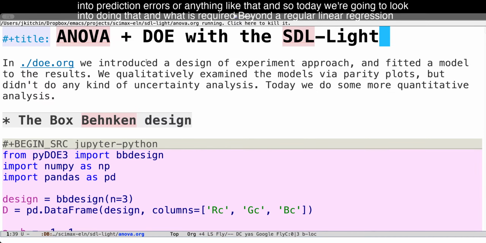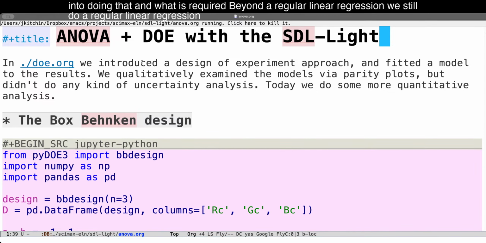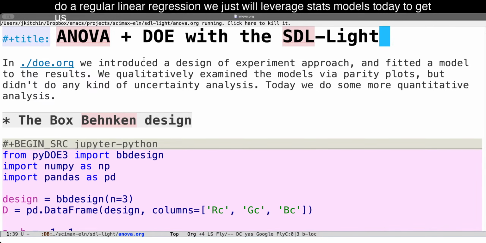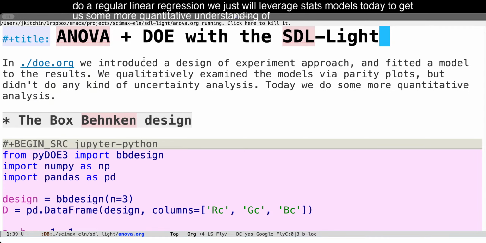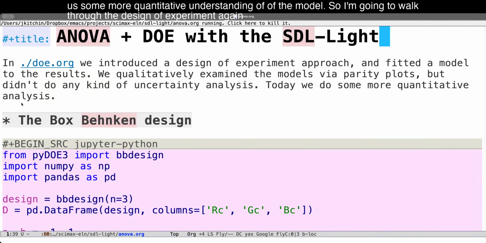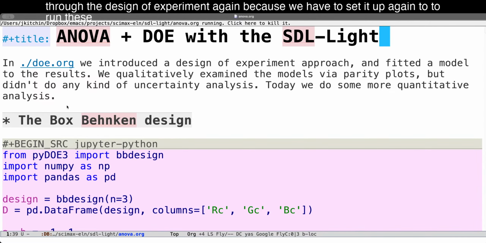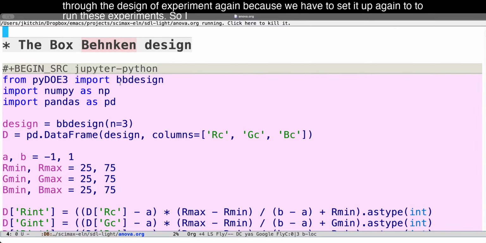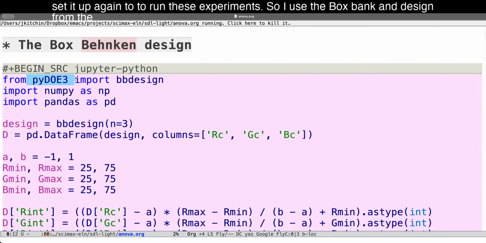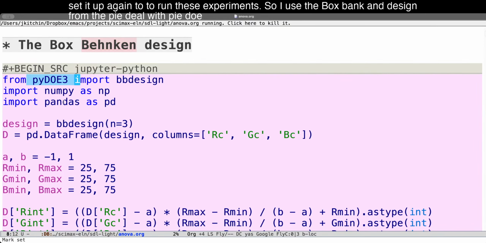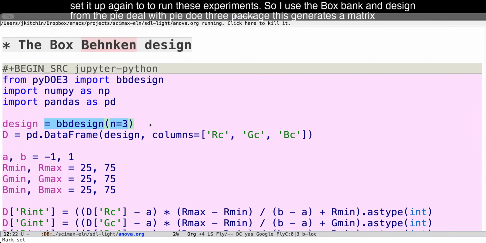We still do a regular linear regression, we just leverage statsmodels today to get us some more quantitative understanding of the model. So I'm going to walk through the design of experiment again because we have to set it up again to run these experiments. I used the Box-Behnken design from the PyDOE3 package. This generates a matrix that we'll see later.